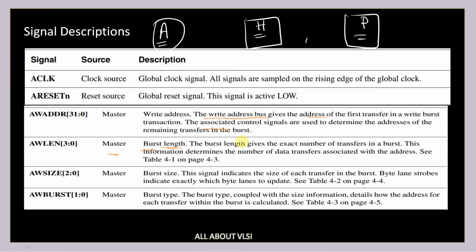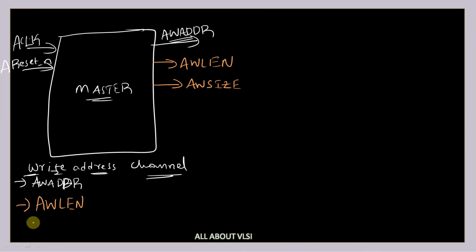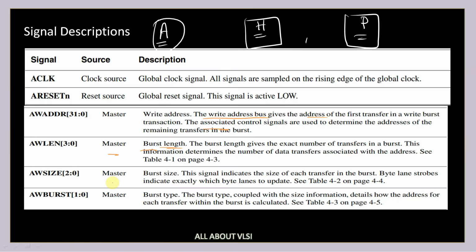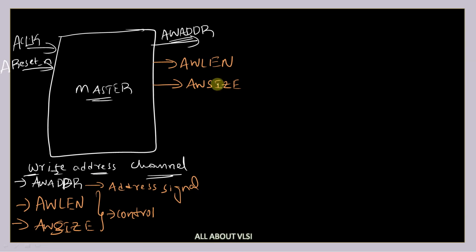The next signal we are going to have is AW size, which is associated with our write address channel only. These two are our control signals, and this is our address signal. What is AW size describing? It describes the burst size. This signal indicates the size of each transfer in the burst. Byte lane strobes indicate exactly which byte lane is to be updated, which we are going to learn further.